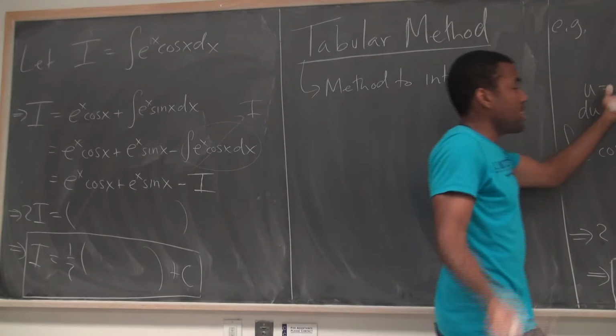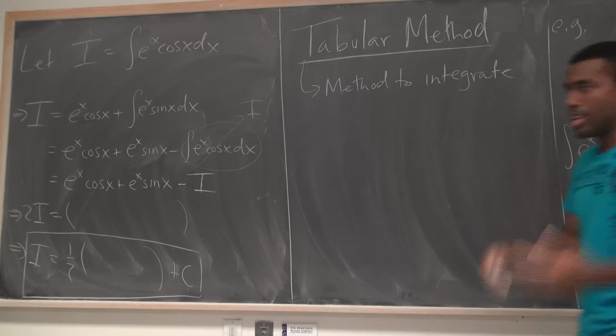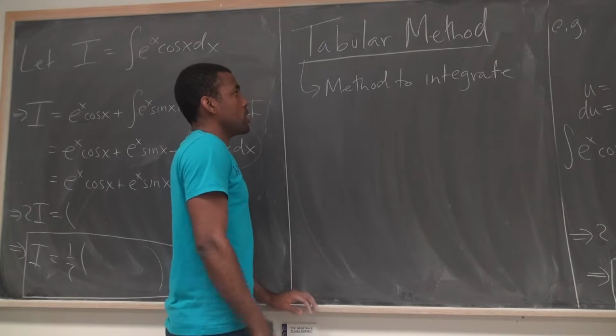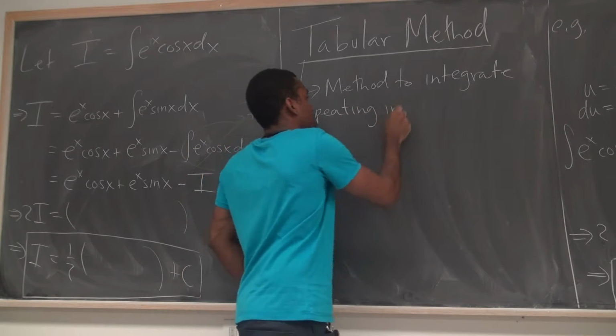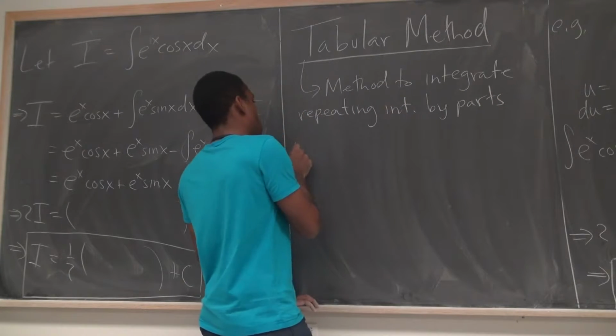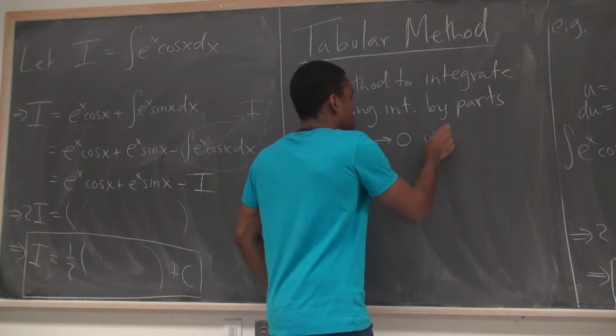By the way, I don't know if these are the official names, but I'd call this a revolving integration by parts because it revolves on itself. So there's a repeated integration by parts and there's a revolving integration by parts. These names are just for me talking in class, so when I say it, you know what I'm talking about. I don't think those are the official names. So this is a method to integrate repeating integration by parts. But there's one caveat: when u goes to 0 upon repeated differentiation.